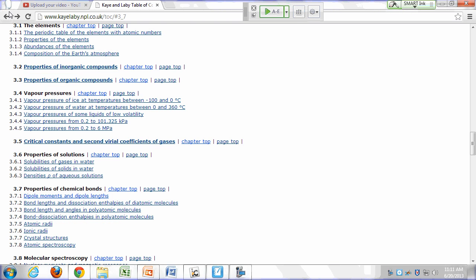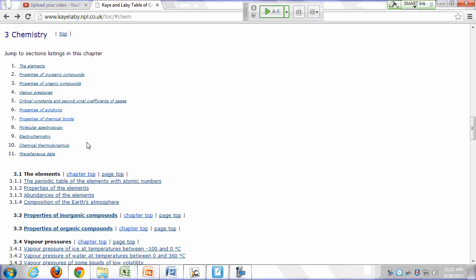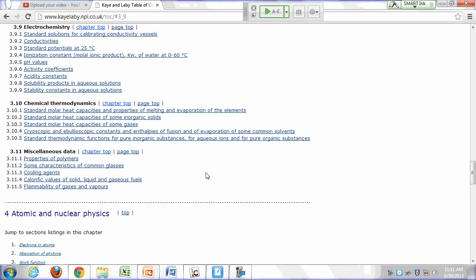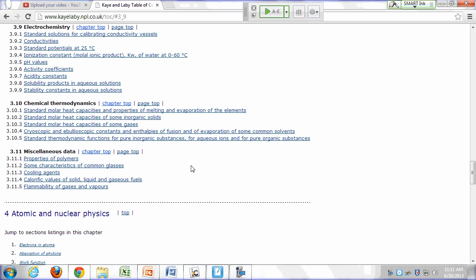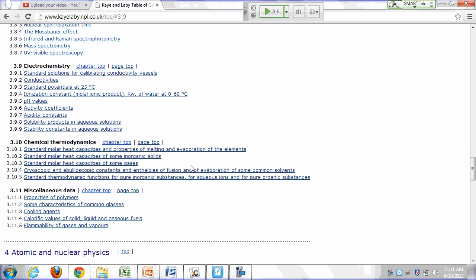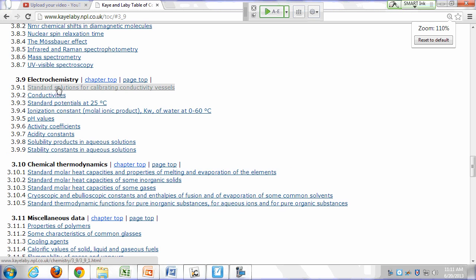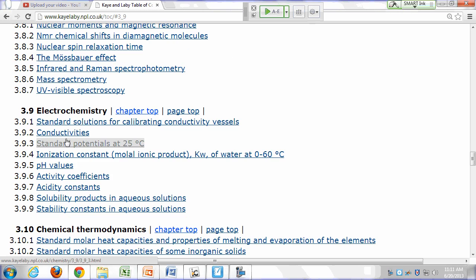Let's see, what are we looking for? I got sidetracked. Electrochemistry, right? So if you click on electrochemistry right here, there's chemical thermodynamics, section 3.10, with a lot of information there. Electrochemistry right here: standard electrochemistry, standard potentials. Let me blow this up. Under electrochemistry, look at standard potentials.